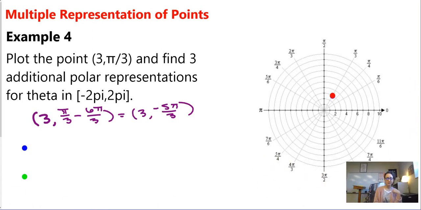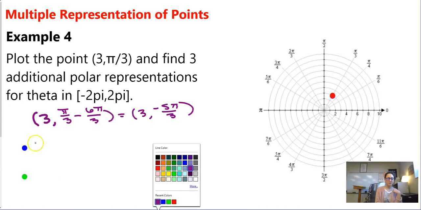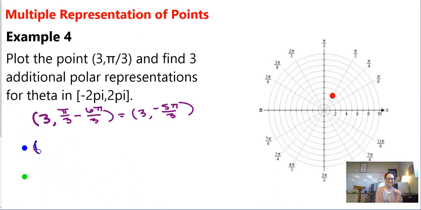Okay, so let's change r to be -r. So -3. Now for my angle, since I've already reflected that point across the origin, I'm just going to want to add or subtract half a rotation. So I'm going to add how much? Just pi, also known as 3 pi over 3 if I want a common denominator here. So I have negative 3 comma 4 pi over 3.